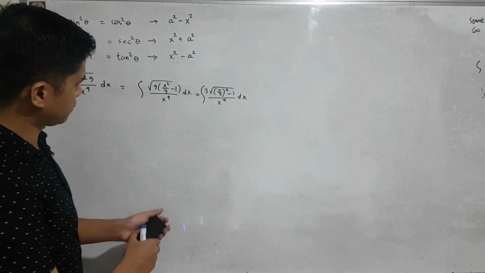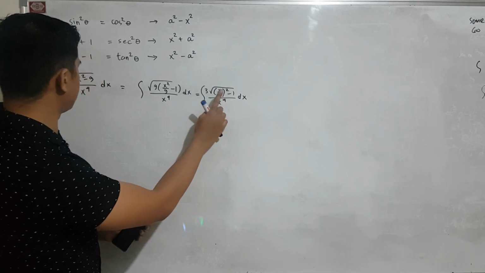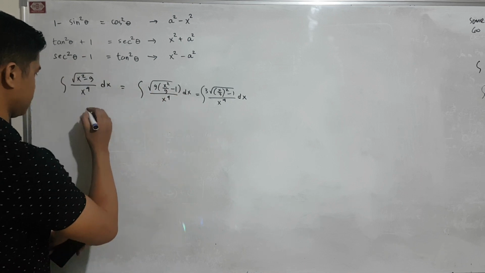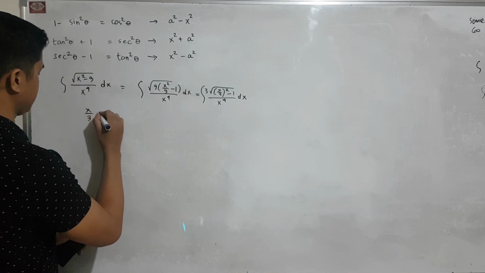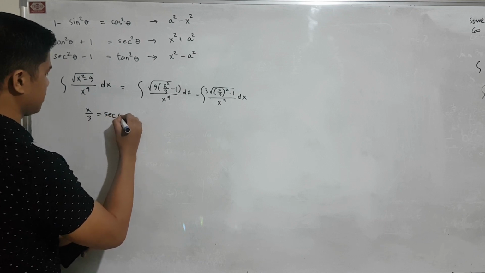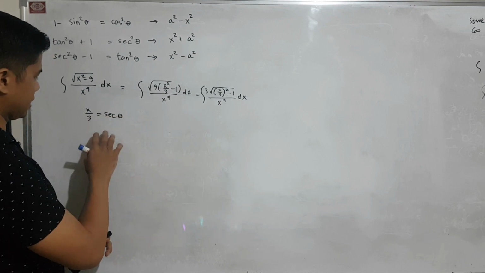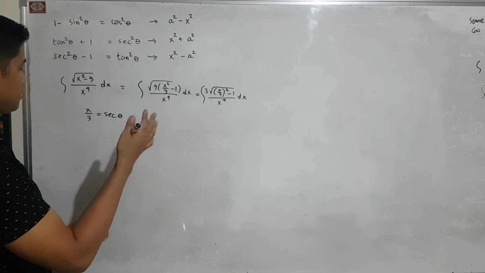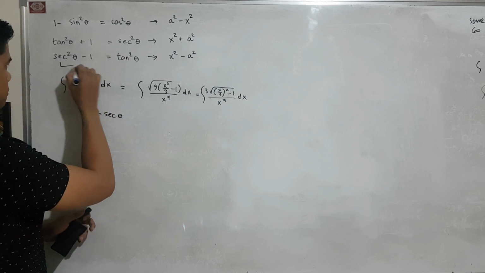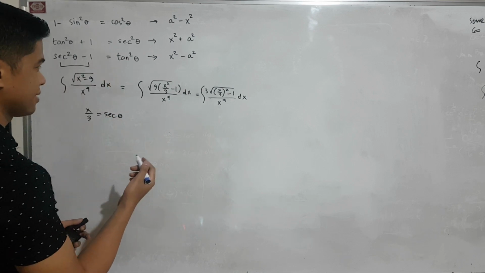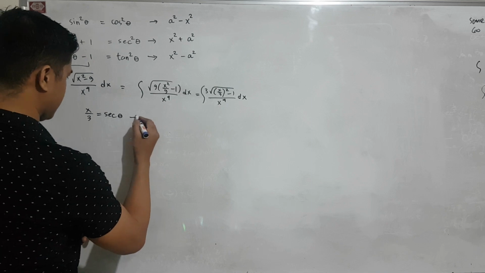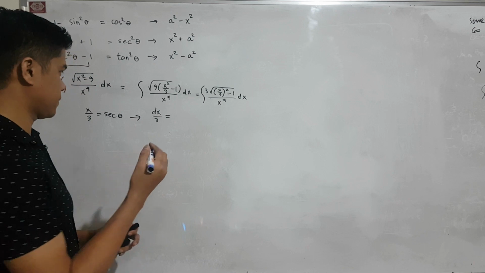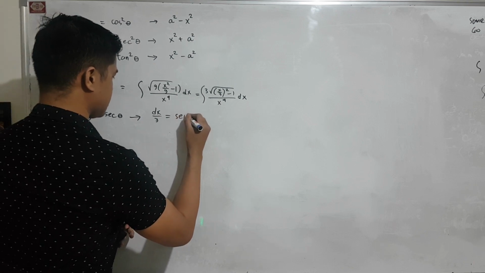So we have something squared minus 1, right? That means we can convert this by letting x over 3 equal secant theta. By letting x over 3 equal secant theta, the expression inside the radical will be in this form. Now we need to take the derivative. So dx over 3 is equivalent to the derivative of secant theta, which is secant.